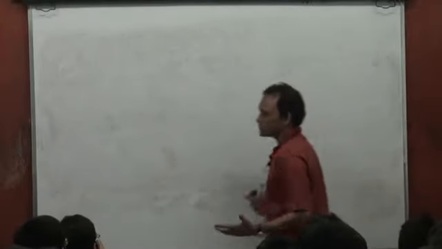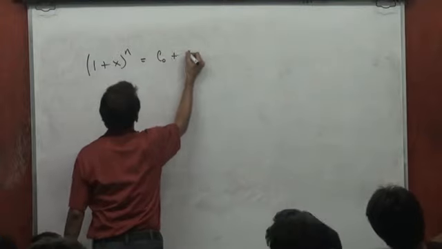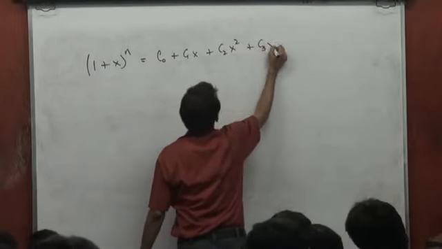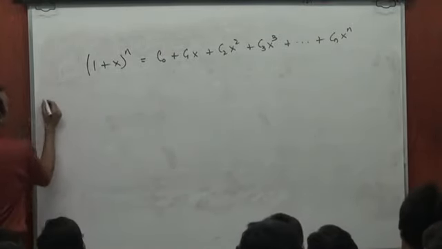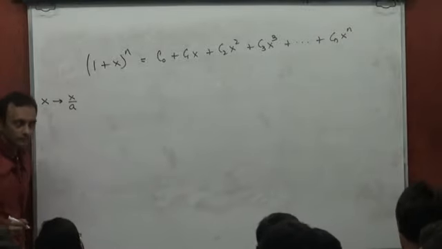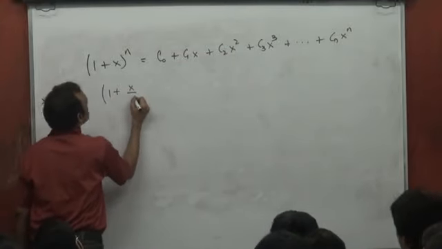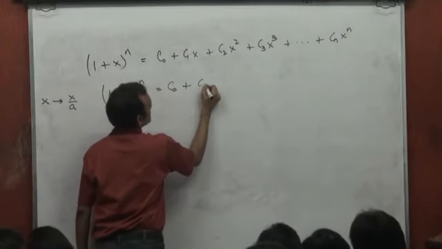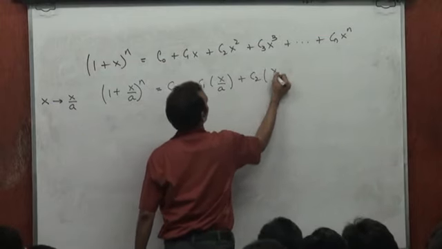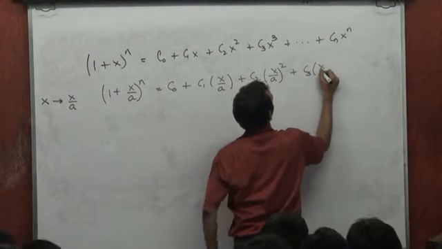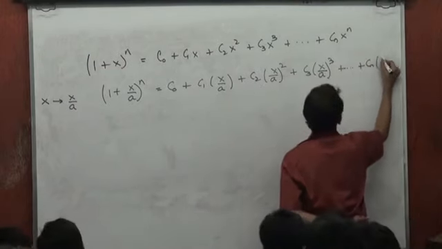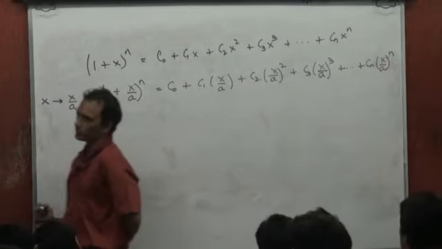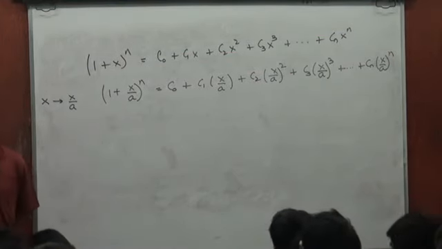Again, without losing sight, (1+x)^n would be C0 + C1x + C2x squared + C3x cubed + ... + Cn x^n. Let me replace x by x/a. Replace x by some x/a. Right? So then (1+x/a)^n is C0 + C1 into x/a and so on. Let me multiply both sides by a to power n.